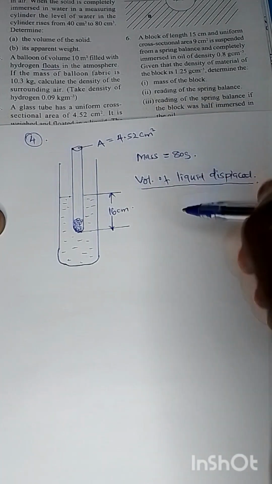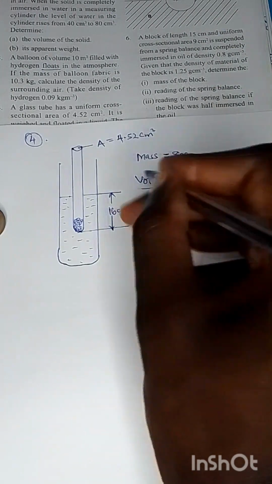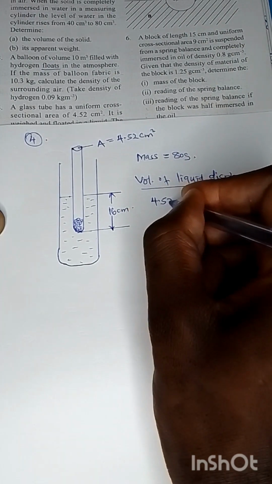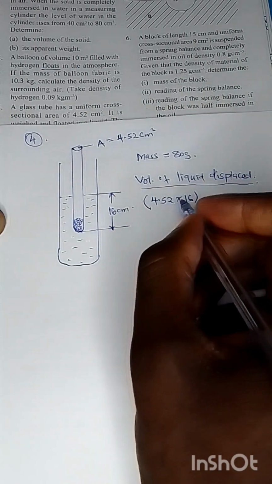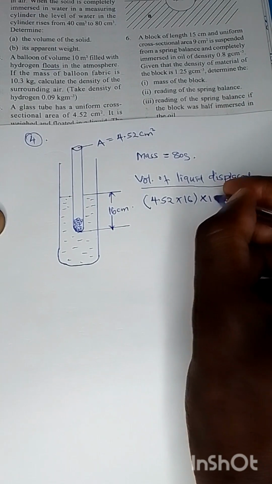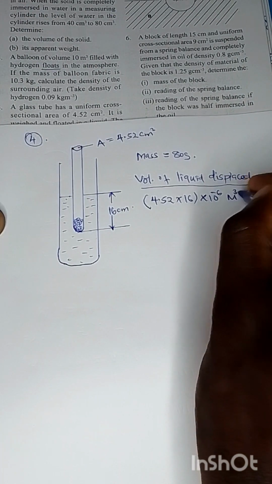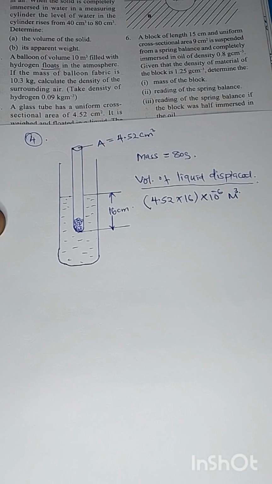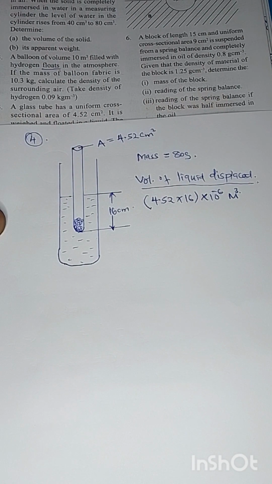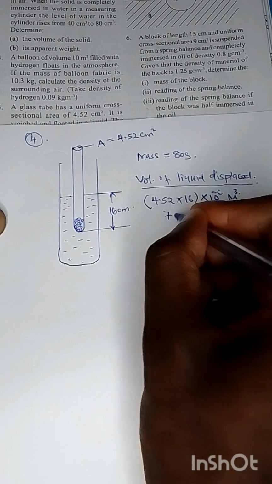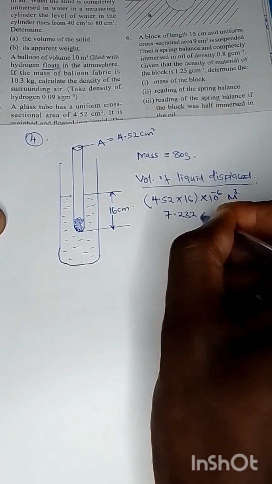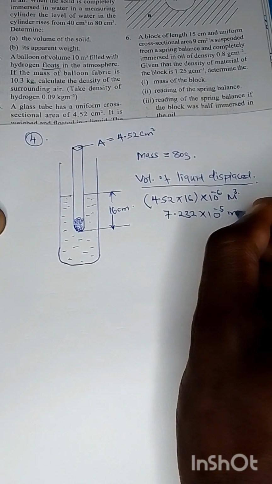So here we go. That one will be cross-sectional area 4.52 multiplied by 16. Remember, this one is in cubic centimeter, and when I multiply by 10 power negative 6, my answer will be in cubic meter. Using my calculator, 4.52 times 16 times 10 power negative 6 gives us 7.232 times 10 power negative 5 cubic meters.